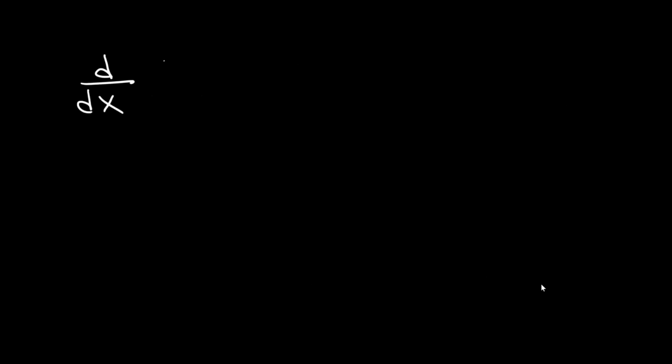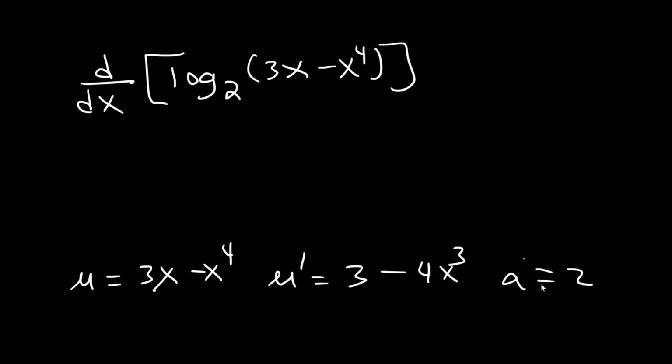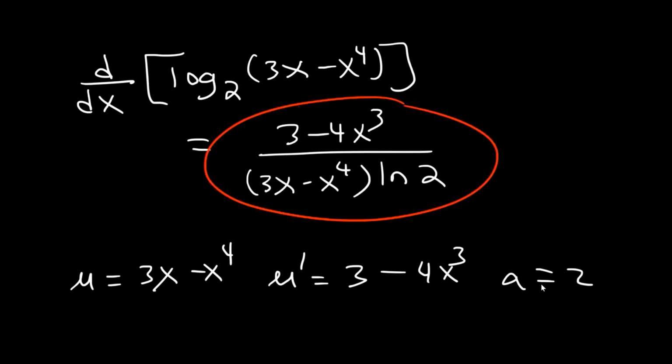Now, what is the derivative of log base 2 of 3x minus x to the 4th? So go ahead and try that. So u is going to be 3x minus x to the 4th power. U prime, the derivative of 3x is 3, and the derivative of x to the 4th is 4x cubed. And a is the base, that's 2. So using the formula u prime divided by u times ln a, or ln 2. So all you need to do is identify u prime and a, and you'll get the answer.